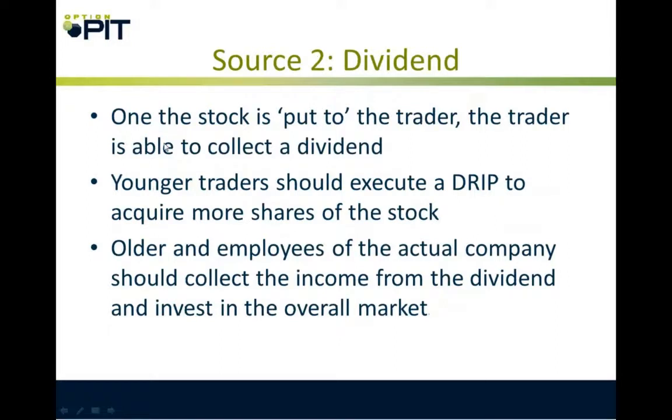Source two, the dividend. Get the dividend, get that income. If you're young, in your 20s, 30s, or 40s, put it on a DRIP and acquire more shares. If you're older, or you actually work for the company, take the dividend and collect it. If you work for a company and you're trading options and stock in that company, you're probably making a mistake.